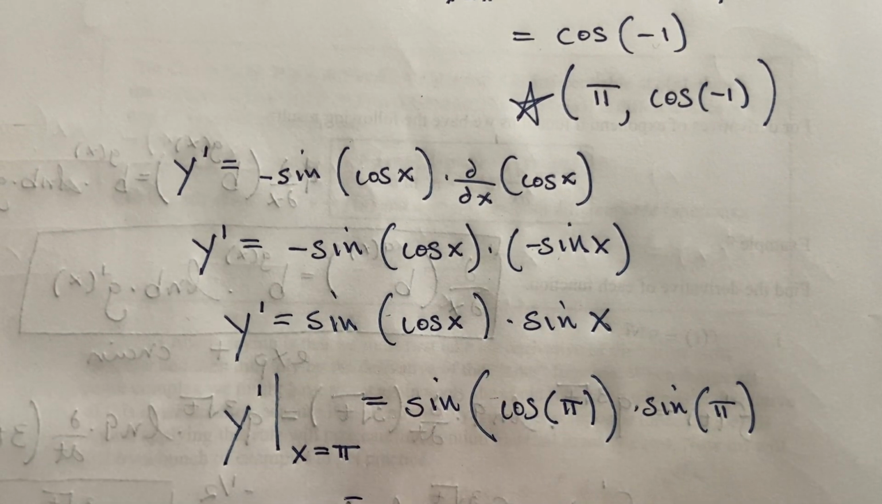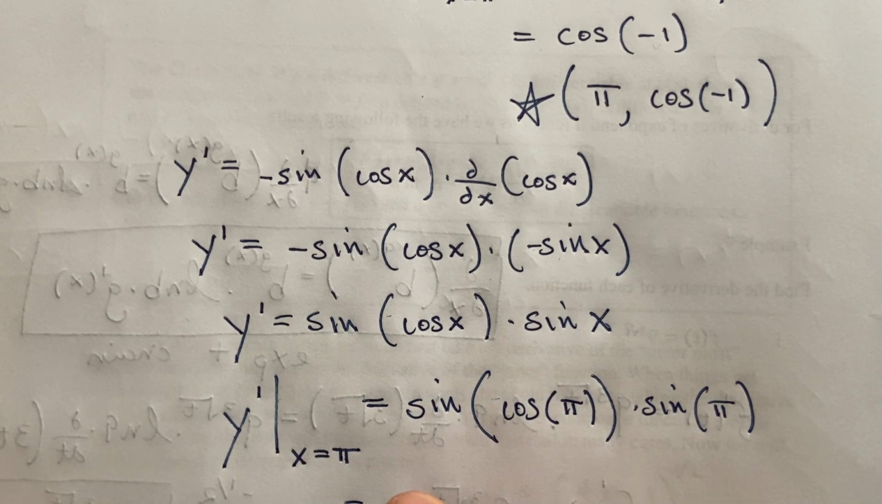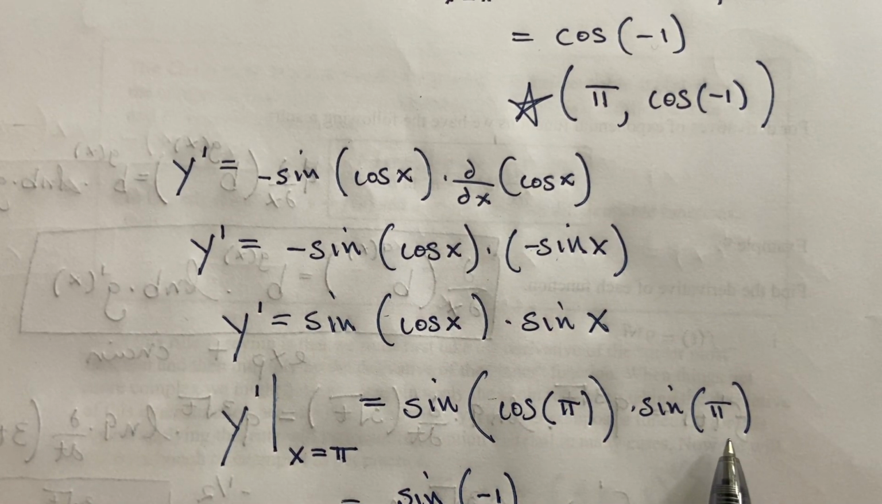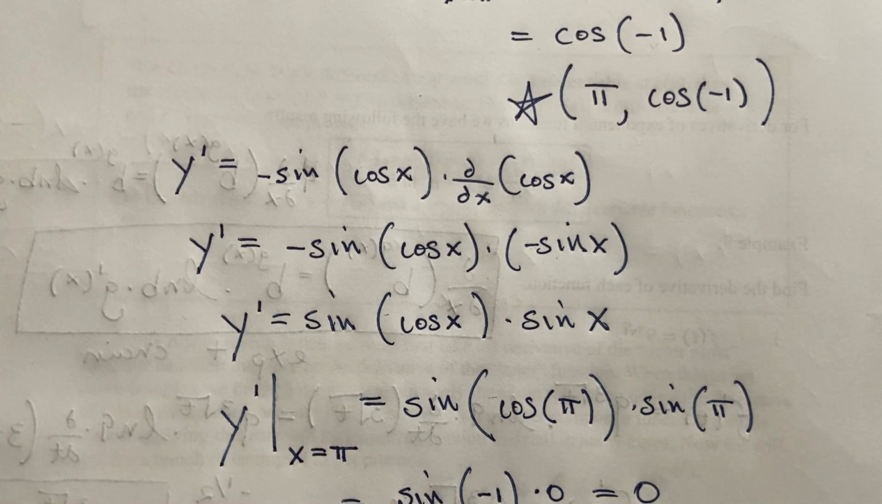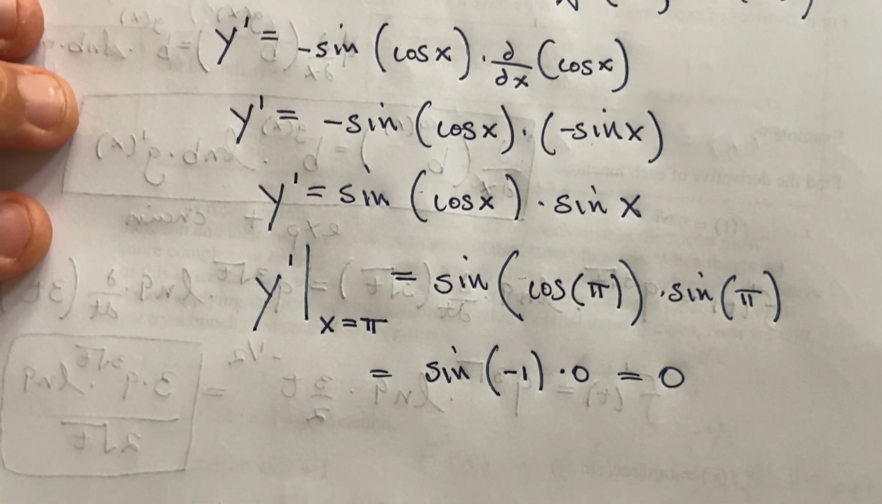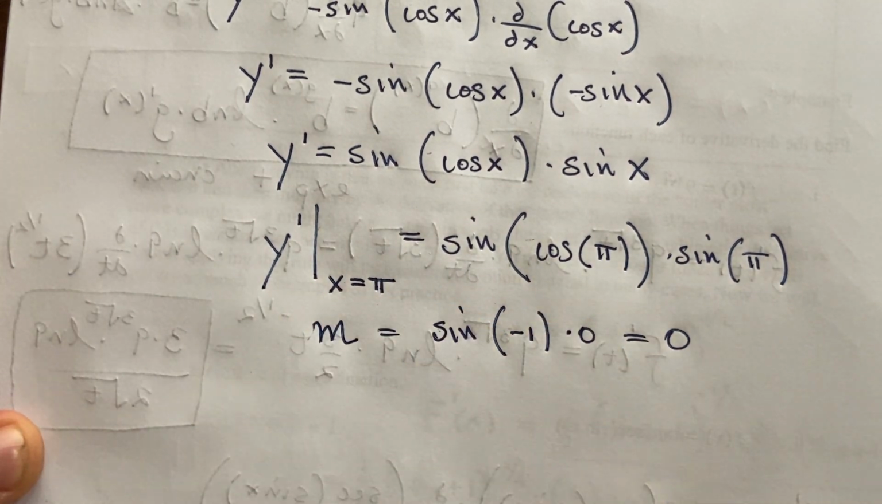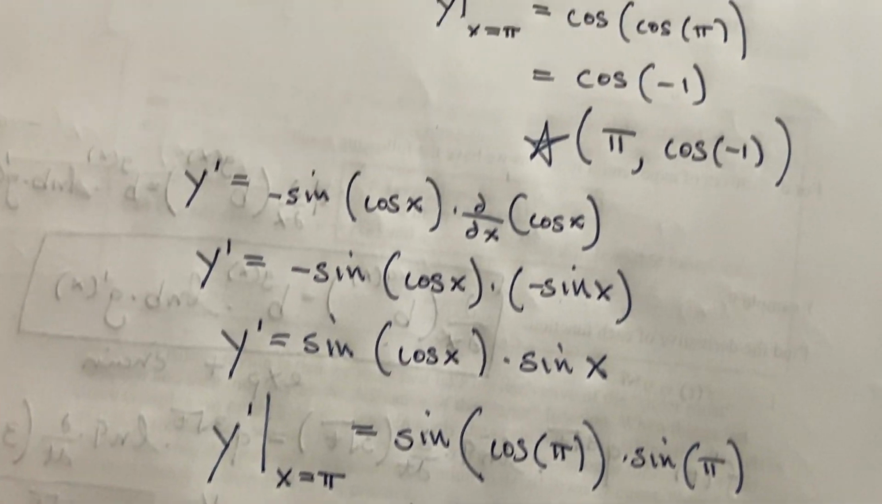Let's see what this is. Cosine of pi is -1. So this is sine of -1 times 0. So this is 0. So the slope of that tangent line at this location that we care about is actually 0. Sorry about that. So this is our slope. Our slope is 0. And this is our point.